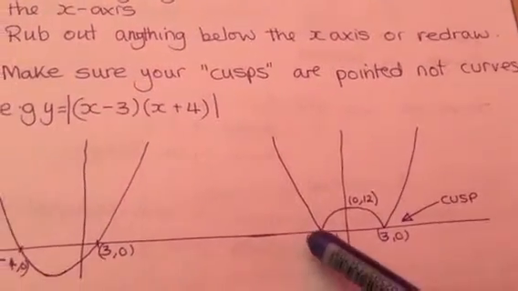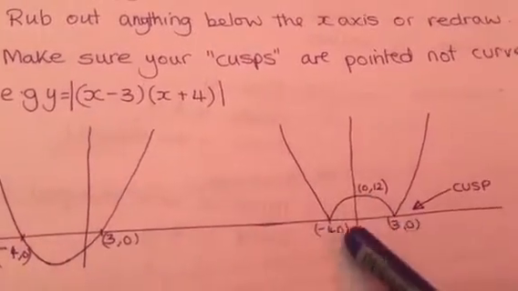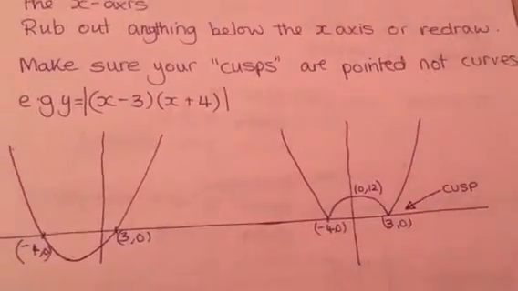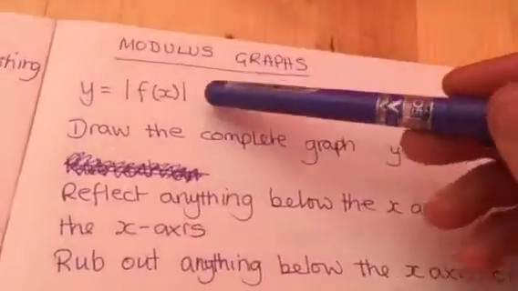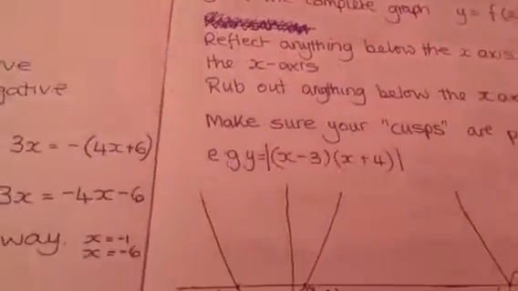And like I said, make sure that you don't just redraw it here and leave the original. Make sure you've got rid of anything below the x-axis. So that's the first type of graph where it's y equals modulus of f of x.